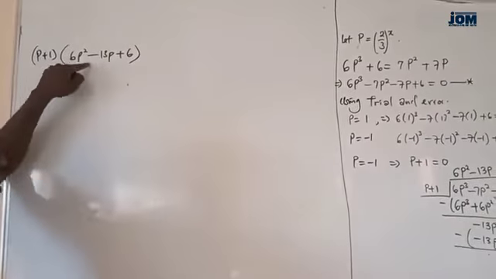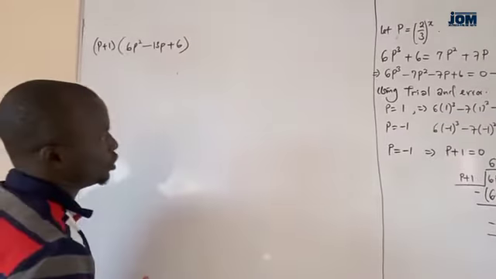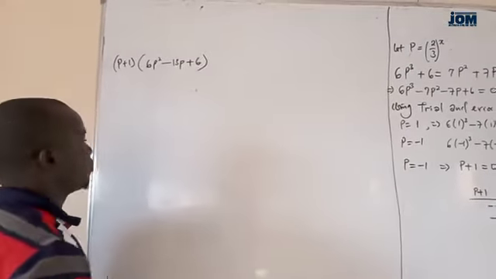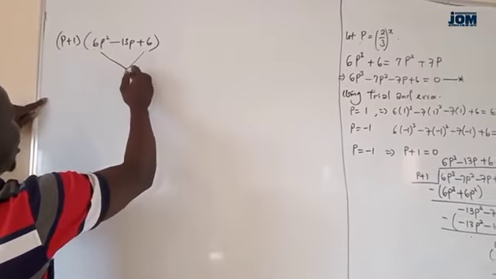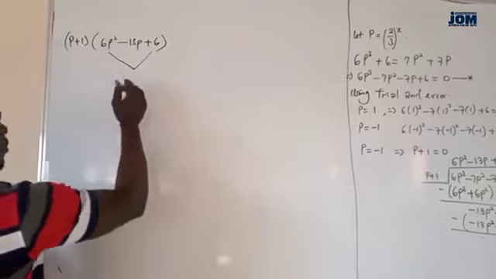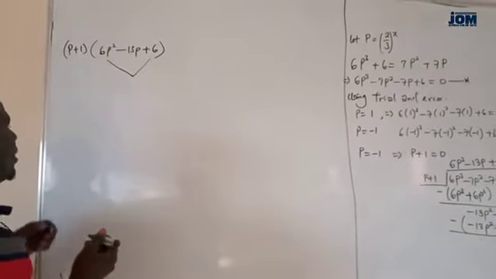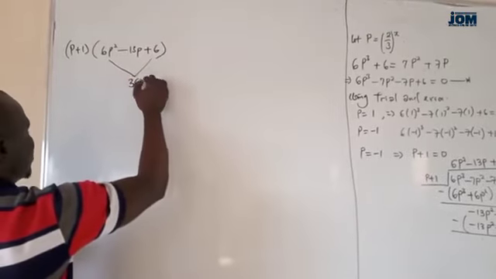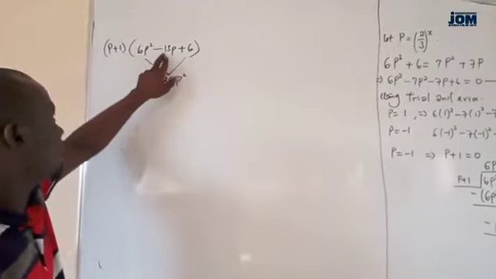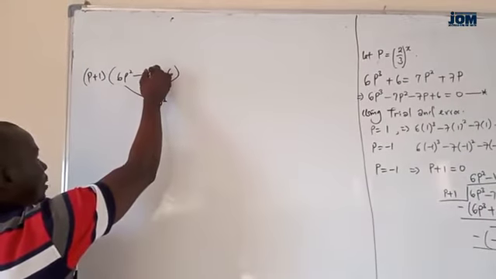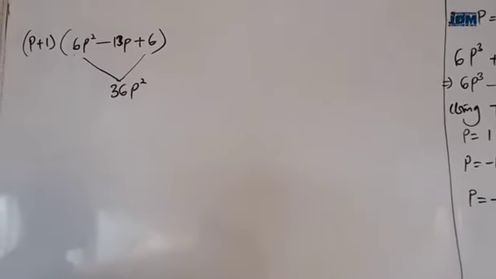Now we have to solve this quadratic equation again in order to get the 3 possible values of p. Now, how to solve this? We just go by our normal conventional factorization method. 6 multiplied by 6, we know it is 36p squared. So we need 2 factors of 36 such that when we add them, we're going to have minus 13.